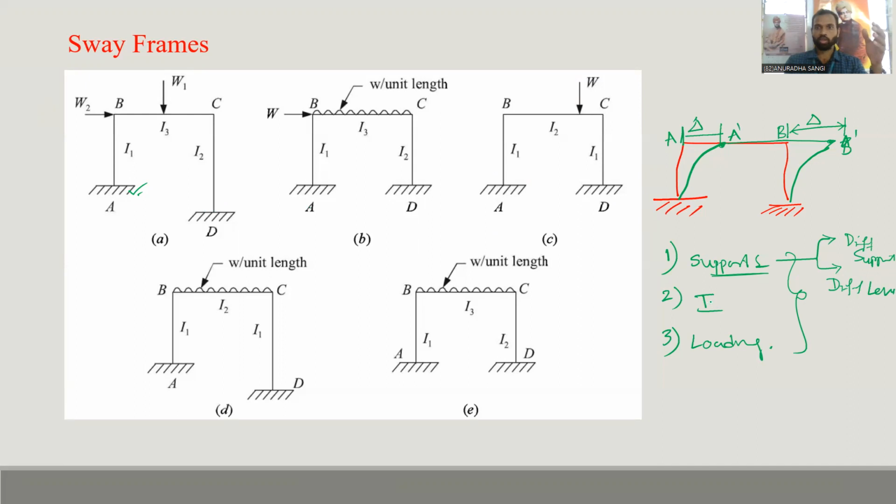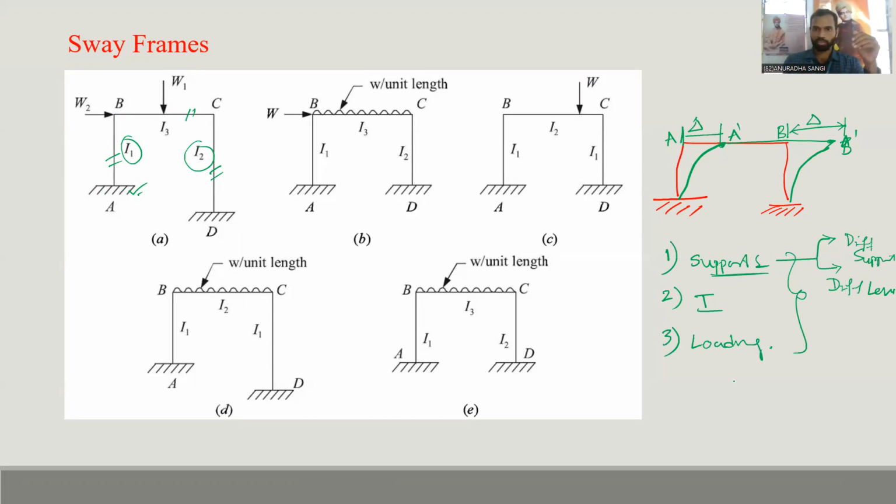And the second one is the moment of inertia of the column. So if you see, this is a frame. In this, these are the two column members. This is member B. If the moment of inertia of one column member is different from the other, then it is called a sway frame. If both the column members have the same moment of inertia, then that is called a non-sway frame.